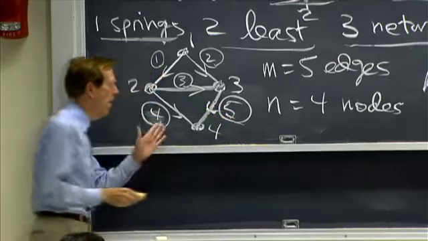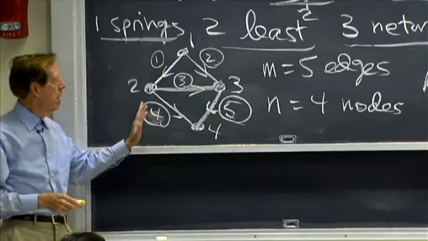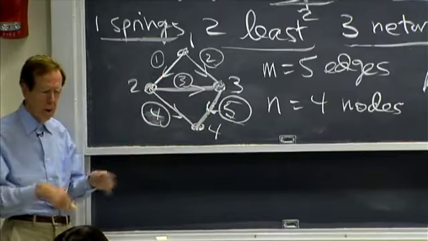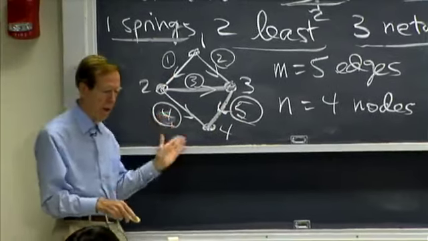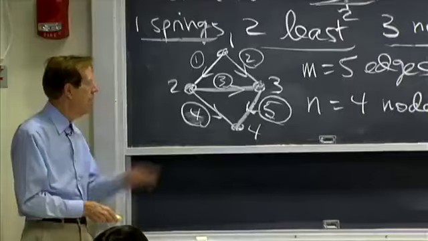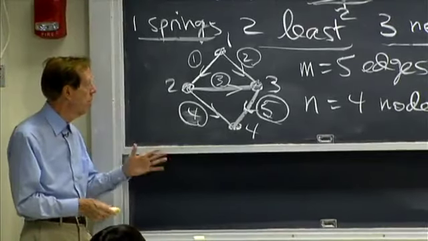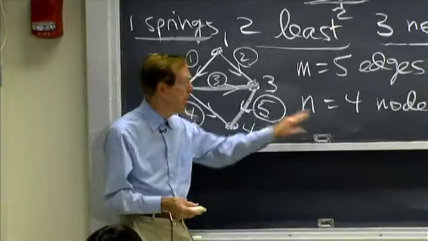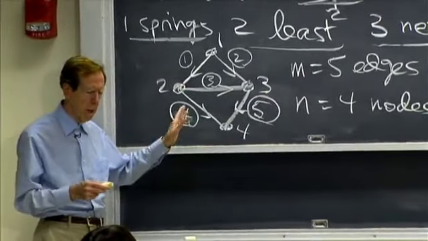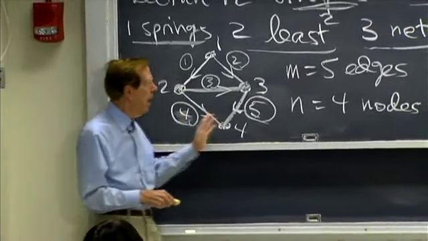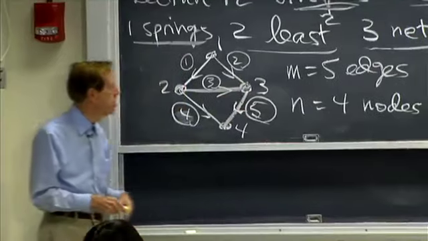Okay, so now I have numbered, I've identified the nodes and I've identified the edges. And there were 5 edges and 4 nodes. Usually, m is bigger than n. Except for trees, m will be at least as large as n.